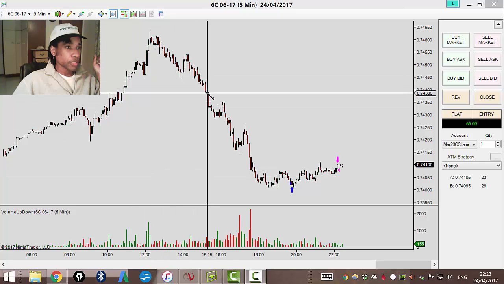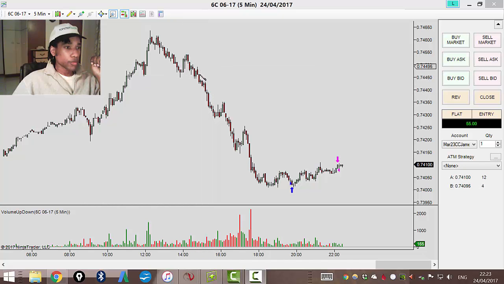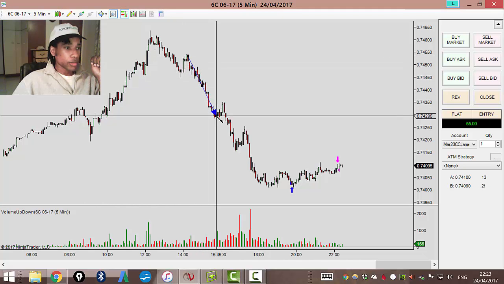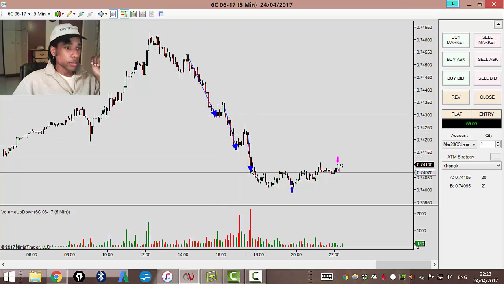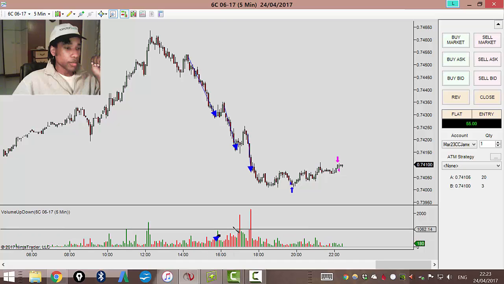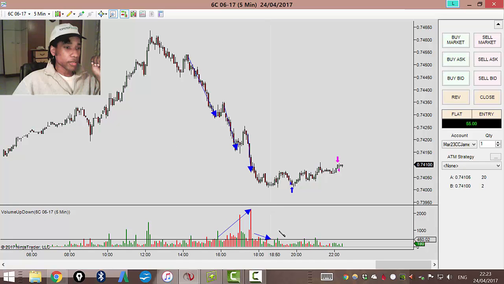This was the one and only trade today. I'm staying away from 6C in general, but it was too good to resist. So wave 1, wave 2, wave 3, steeper pace, increase in volume on each wave. Then it just went flat after that.